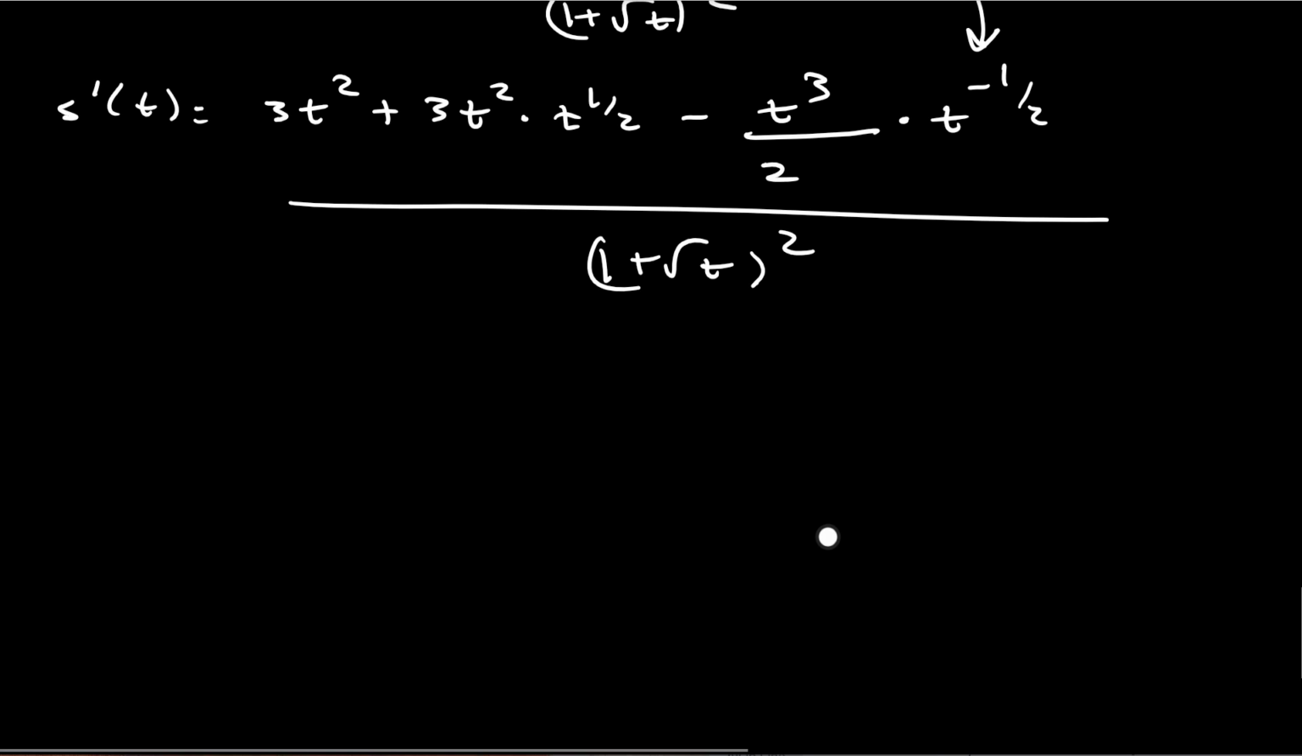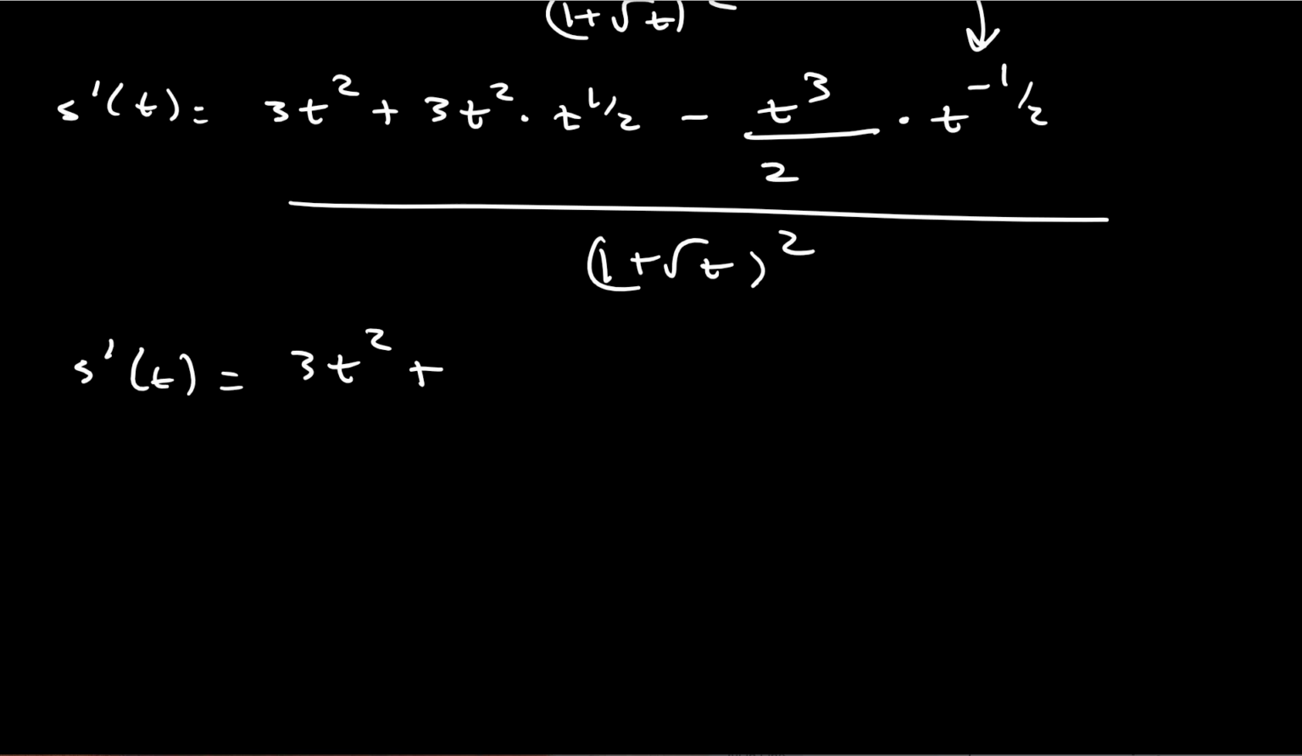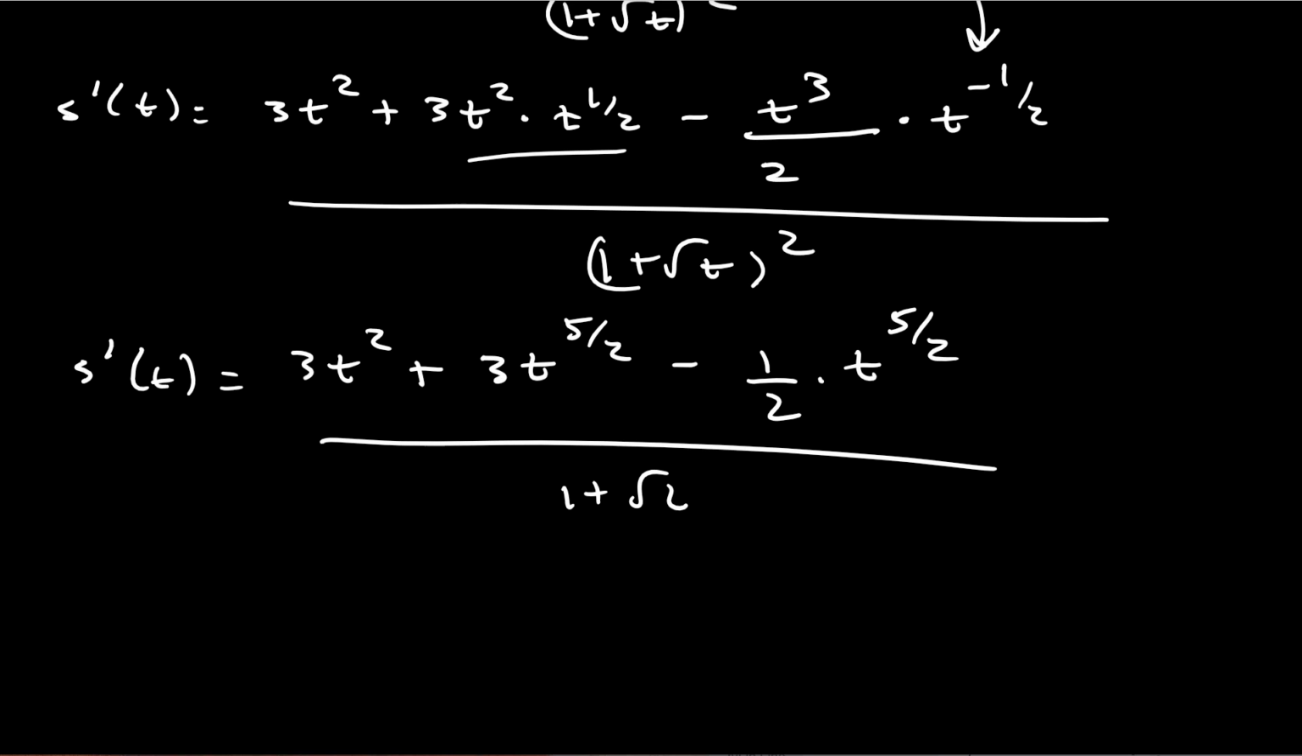So continuing, we have s prime of t is, we have 3t squared plus 3t squared multiplied by t to the 1/2 is going to be 3t to the 2.5, which is 5/2, minus, now we have 1/2 multiplied by t cubed times t to the minus 1/2 is t to 2.5, which is 5/2, all over 1 plus the square root of t squared.